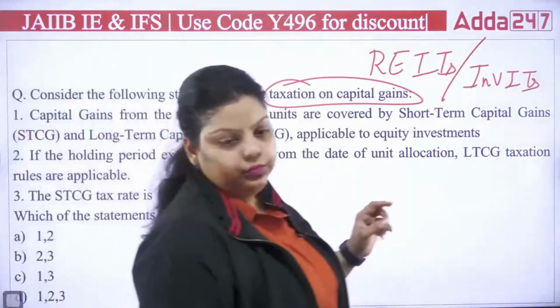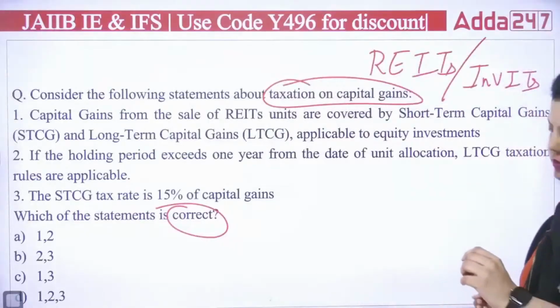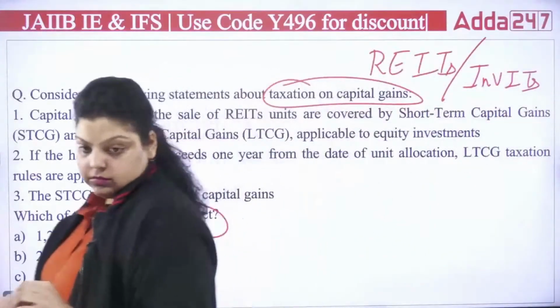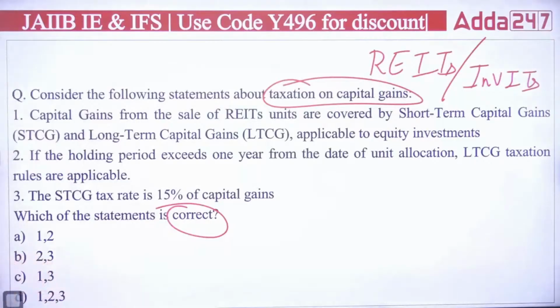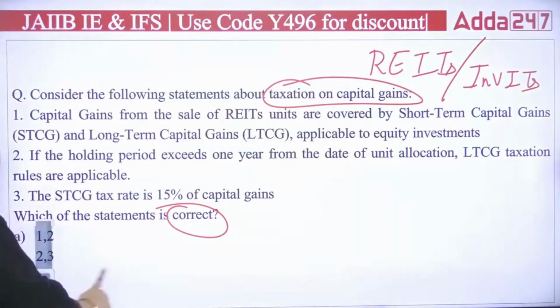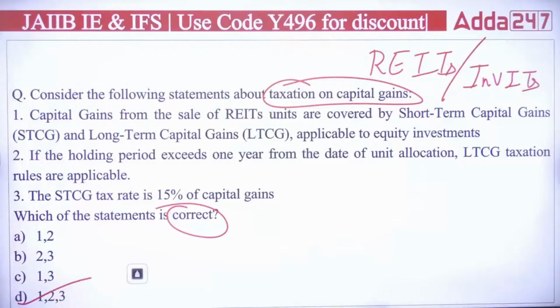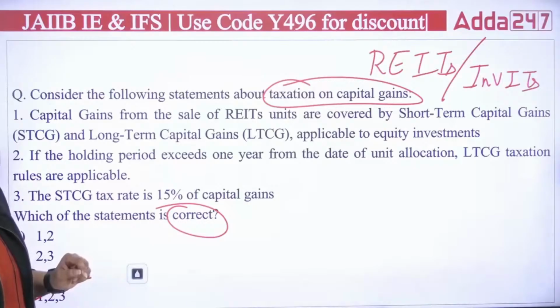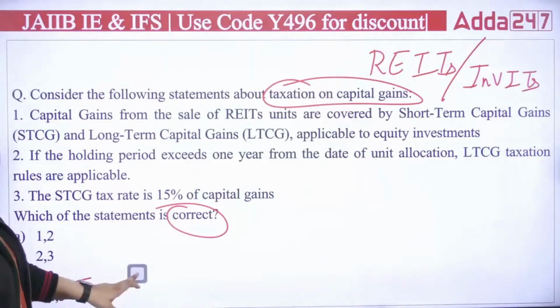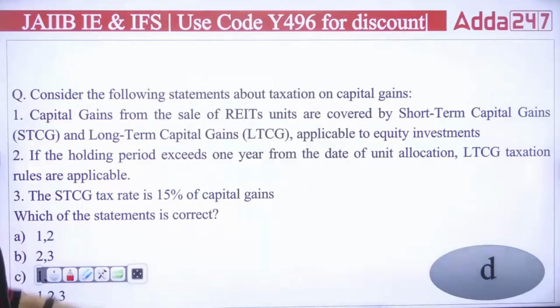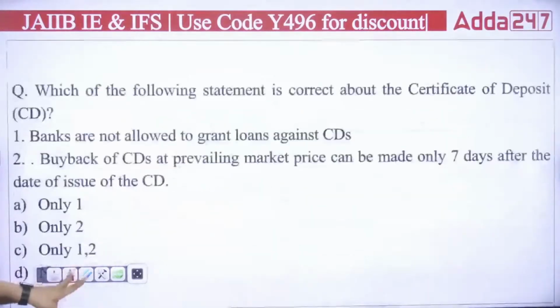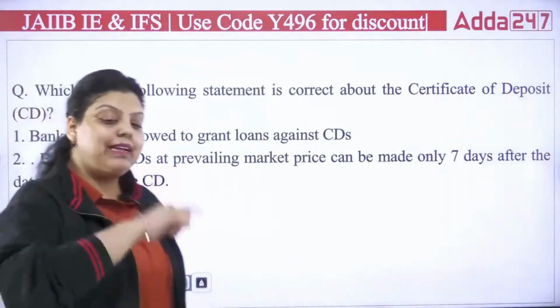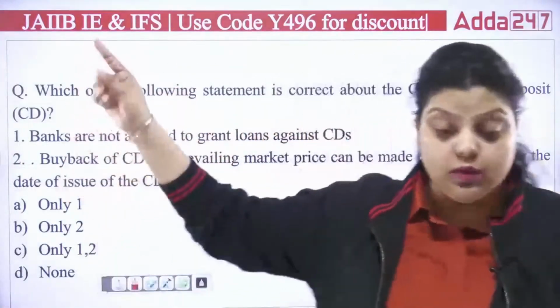So the right answer will be A, B, C or D, the correct statement. It is D. No, STCG is actually 15%. Right answer is D. All are correct. The short term capital gain tax is 15% only, not 10%. So the right answer will be your D option. Next. Apart from that capital gain tax, we also have a taxation on dividend of REITs and InvITs.